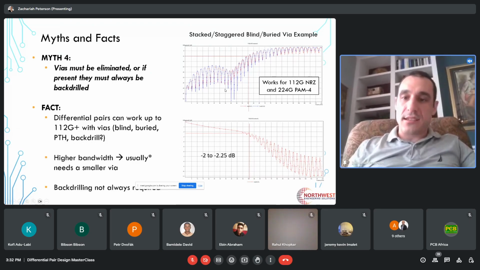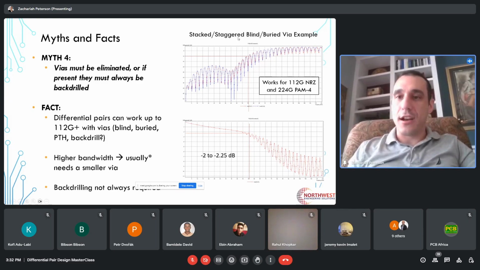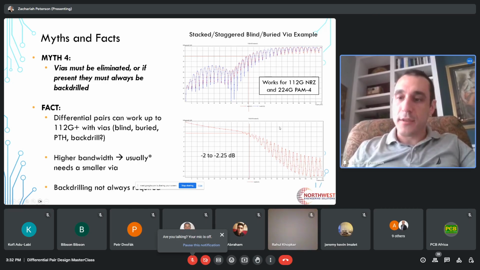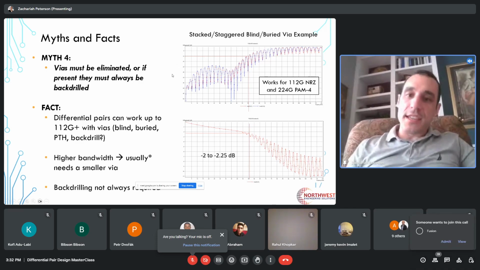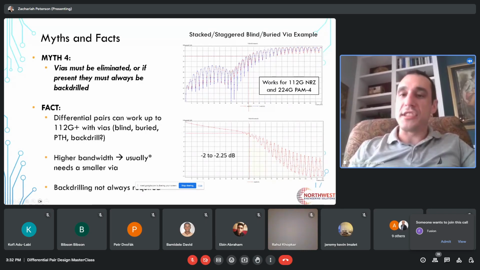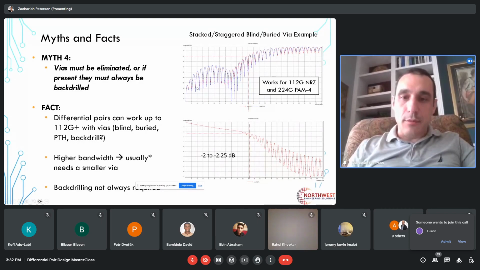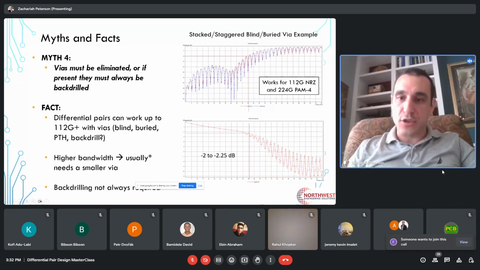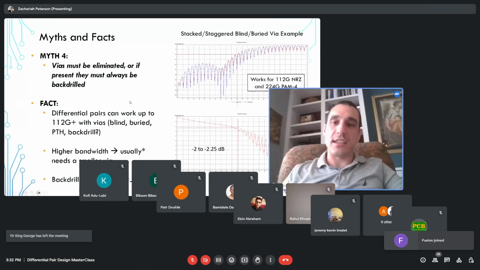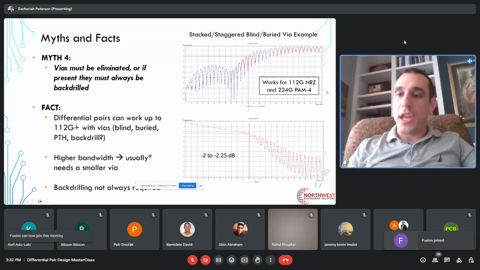Just as an example here, I have some data on the right showing a stacked and staggered blind buried via example supporting 112G NRZ signaling. So that's up to 56 gigahertz bandwidth, or 224G PAM4 modulation signaling. This interconnect has a very low return loss all the way up to about 56 gigahertz. So this would be very easily able to support something in the 10 to 20 or 30 gigabit per second range, no problem. And then you could even get it higher into 60 or 70 or even higher once you apply a modulation format like PAM4.